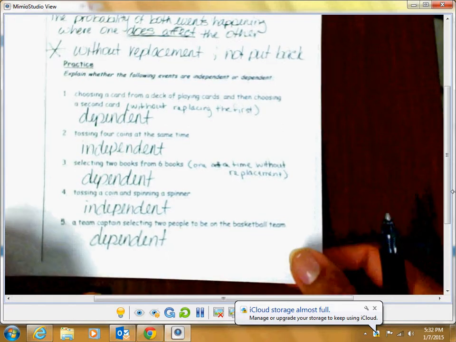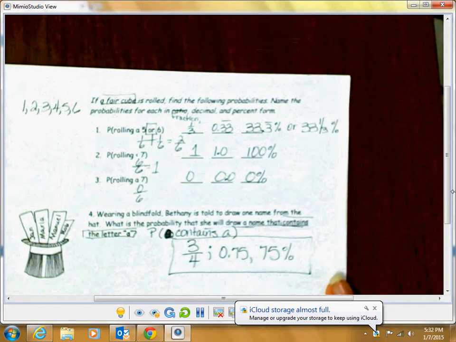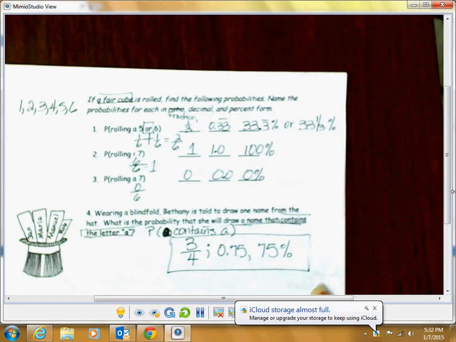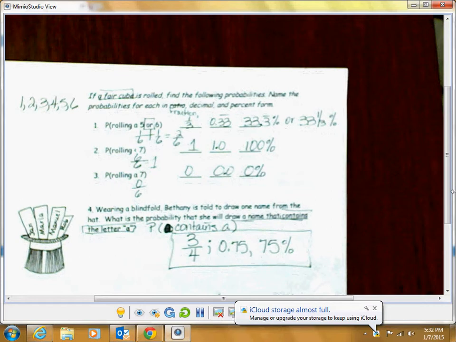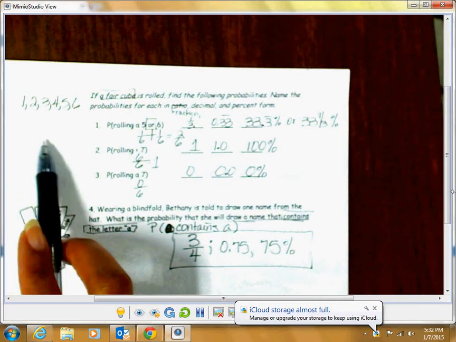Okay, the next page we talked about the fair cube being rolled. And in this situation, you want to go ahead and write down your sample space first. Since the number cube has 6 numbers on it, we wrote down 1, 2, 3, 4, 5, and 6.